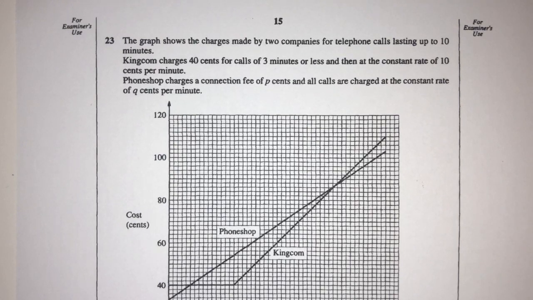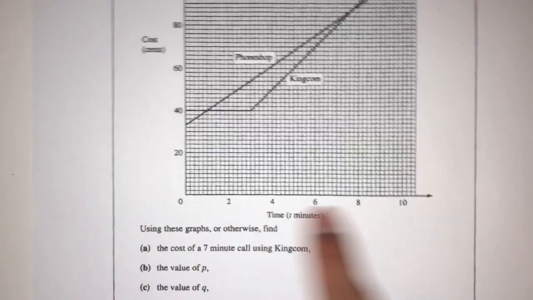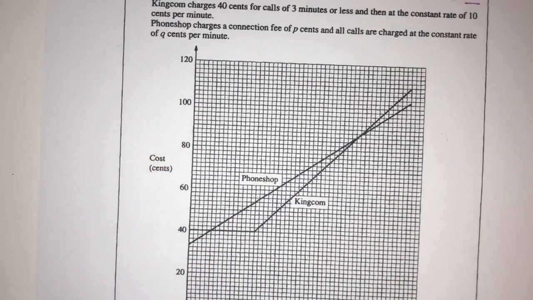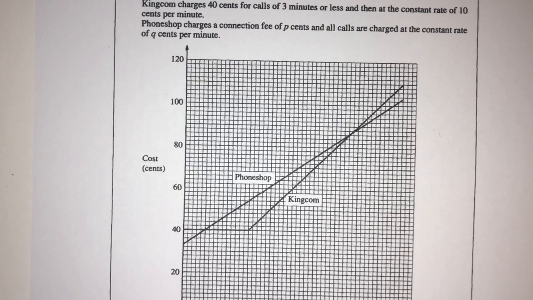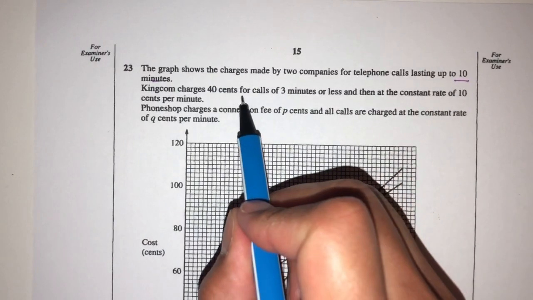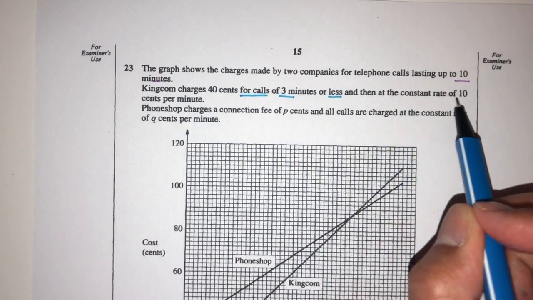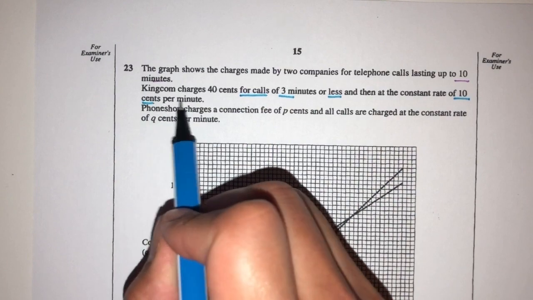So the graph shows the charges made by two companies for telephone calls lasting up to 10 minutes. Okay, that's the graph given to you, 10 minutes, and the cost you would have for those two companies. Now Kingdom charges 40 cents for calls of 3 minutes or less, and then at a constant rate of 10 cents per minute.